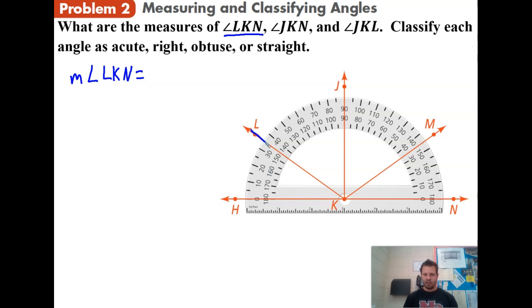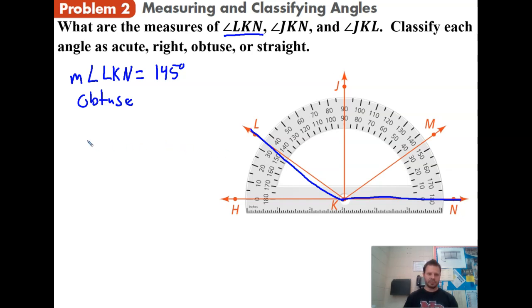If we trace that out, LKN, this one's going to be fairly easy to figure out the measure of. Since one of my rays is along the 0, I can just open myself up and count up until I get to where that angle hits. With this one, I'm going to use the 145, the bigger number, because our angle is greater than a right angle. So we'll say this angle measures 145 degrees. 145 is greater than 90 but less than 180, so that's why we'll say this is an obtuse angle.